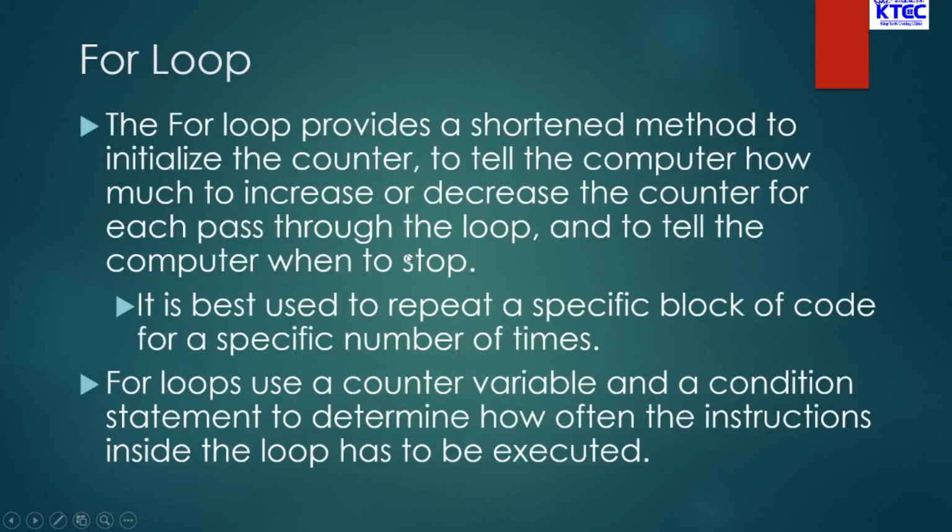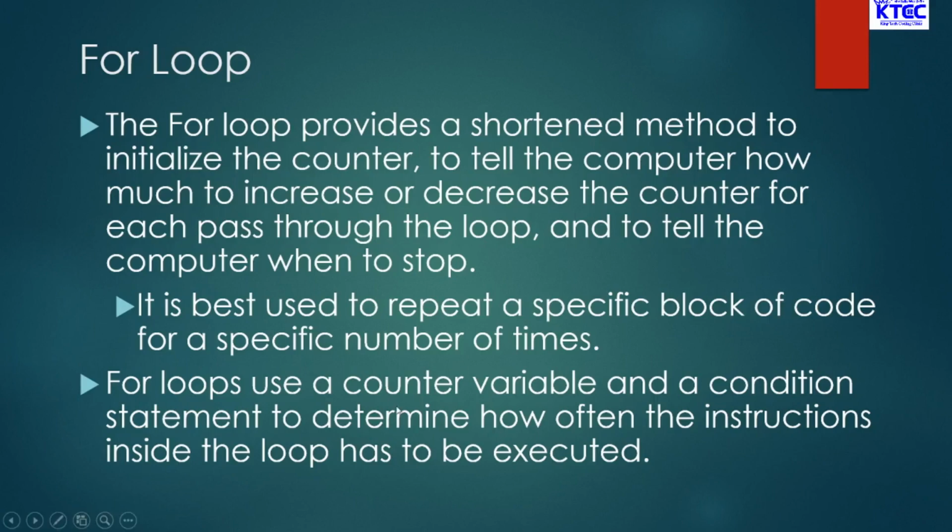The for loop provides a shortened method to initialize the counter, tell the computer how much to increase or decrease the counter for each pass, iteration or repetition through the loop, and to tell the computer when to stop. Unlike the while loop, where we don't know the number of times the block of code will be repeated, with the for loop we know. It is best used to repeat a specific block of code for a specific number of times.